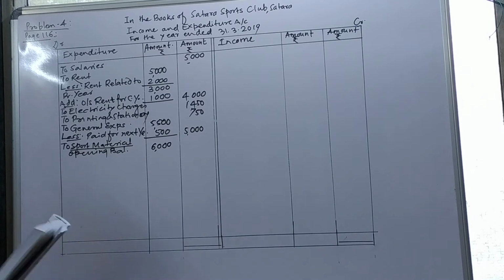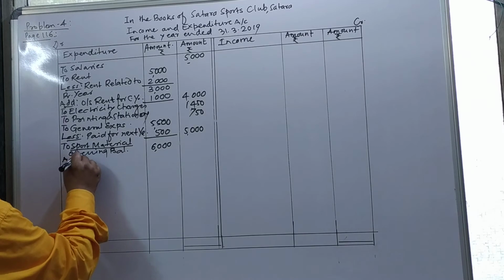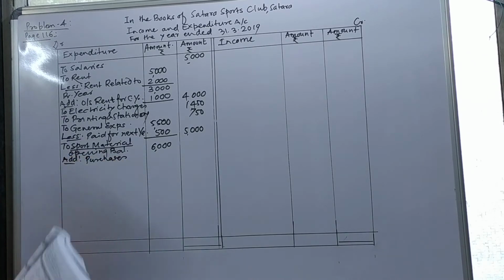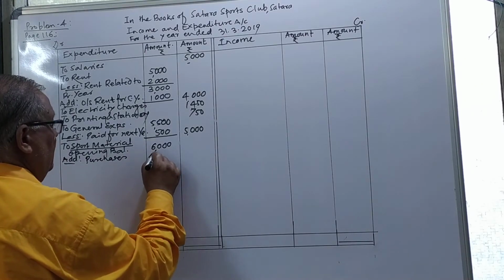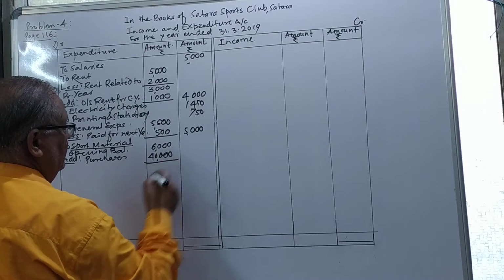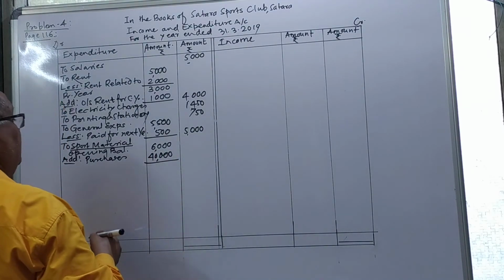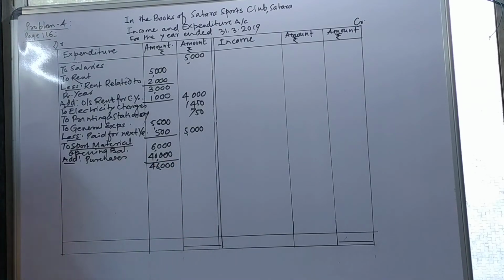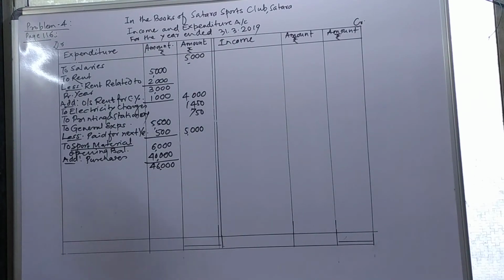And sports material purchased during the year is given on the payment side. Purchases of sports material are given to us as 40,000. So in total, the opening balance 6,000 and 40,000 make 46,000. The opening stock of sports material is 6,000, and the additions made by means of payment, purchases, are 40,000, total 46,000.